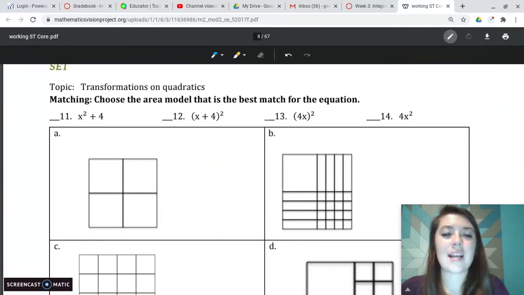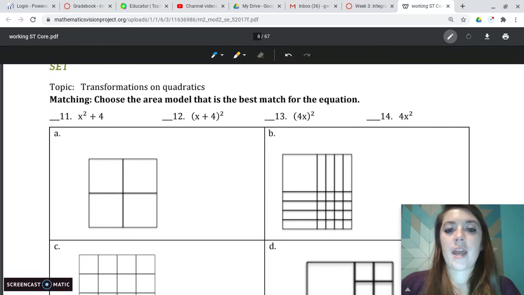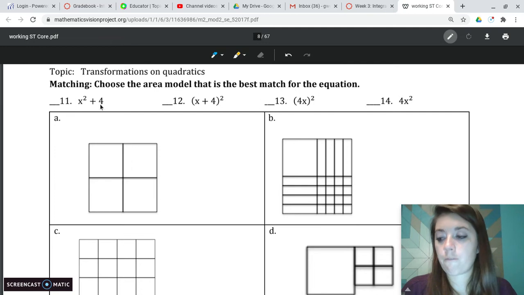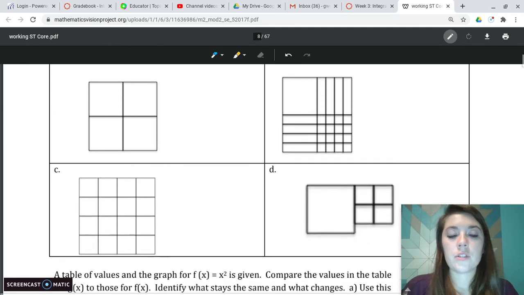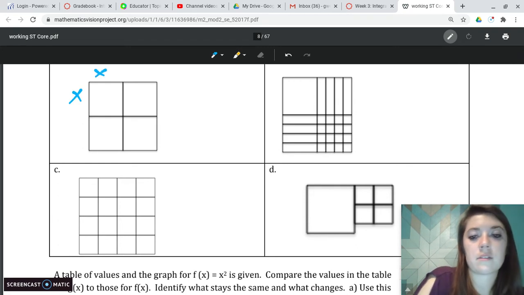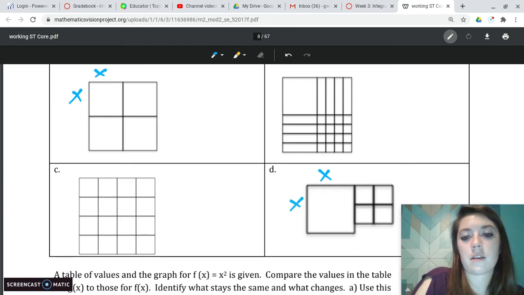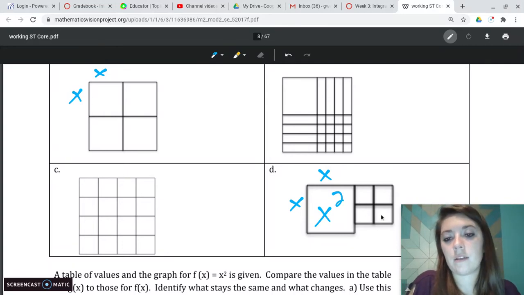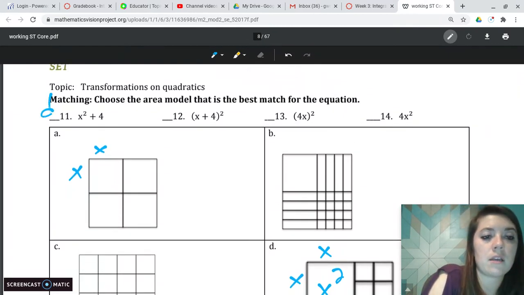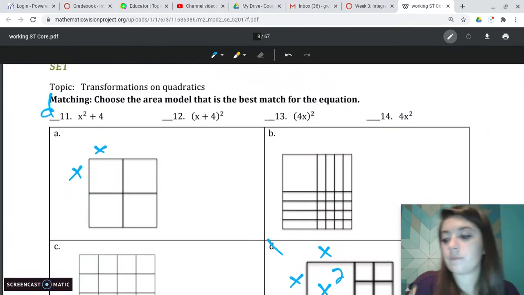All right, for this next section, transformations on quadratics. Choose the area model that is the best match for the equation. So we have x squared plus 4. Each of these represents x, x, x, x. So if we multiply these, that's going to be an x squared. And then we have 4 little squares after. So D is going to be our answer for that one.